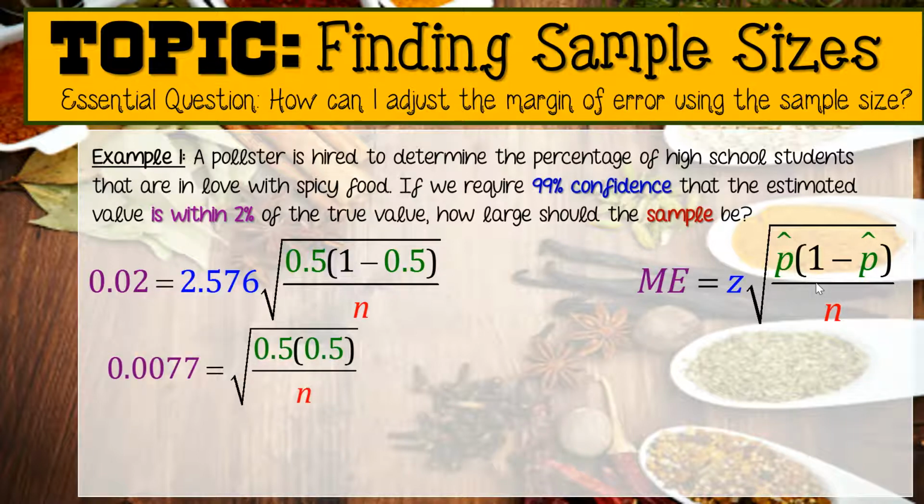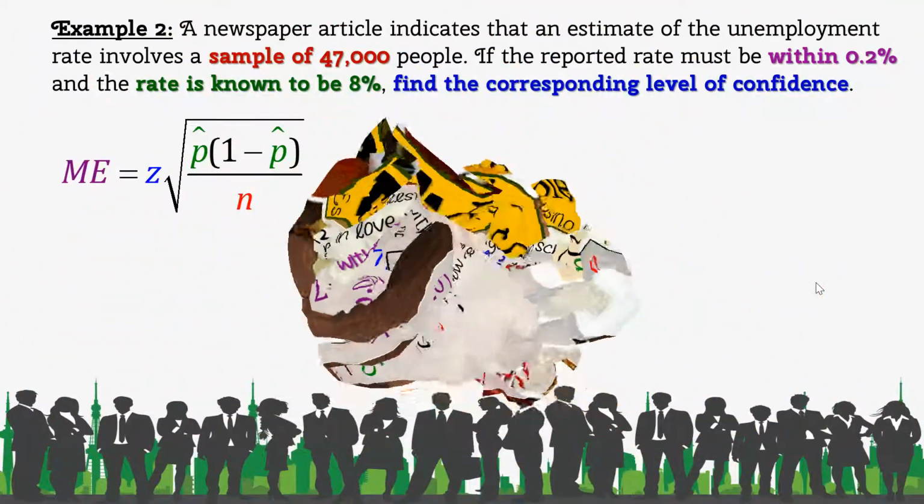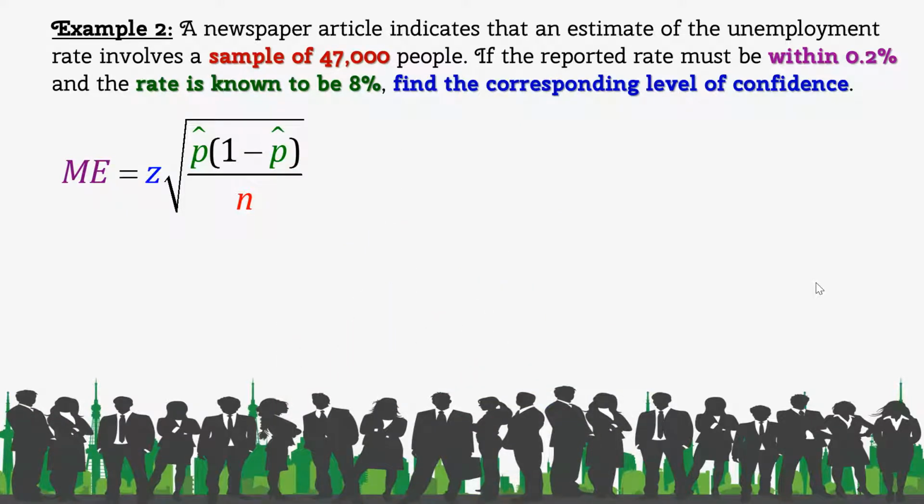All right, divide by that z-score, square both sides, and do a little algebra. You never thought that'd come back to haunt you. Guess what it gives? And again, don't tell me that you need 4,216.56 people. If you need 0.56 of a person, you're probably going to jail. At least you're going to get fired in the very least. So round up to the nearest person, people. So 4,217 people. All right, let's try another one. Pause the video and try to do this one on your own.